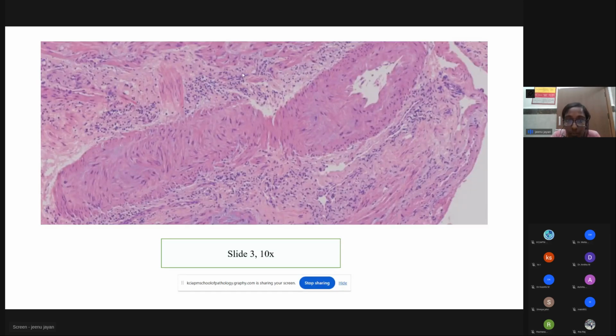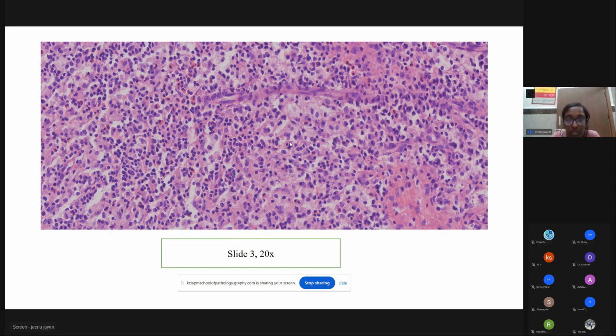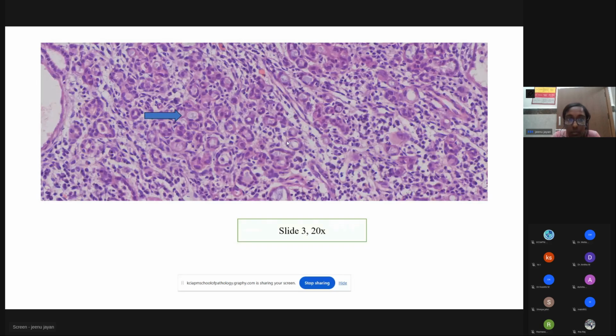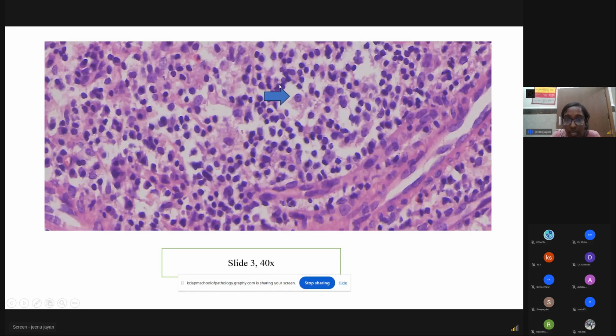This is slide number 3. One focus shows many muscle bundles, along with inflammatory infiltrates and many proliferating blood vessels. This is another focus of the same slide number 3, showing inflammatory infiltrates predominantly of lymphocytes and eosinophils, many proliferating blood vessels, and many foamy macrophages. This is another focus of slide number 3, showing nephrogenic metaplasia. On one side, there is a concentrically lamellated basophilic inclusion, probably suggestive of a Michaelis-Gutmann body.